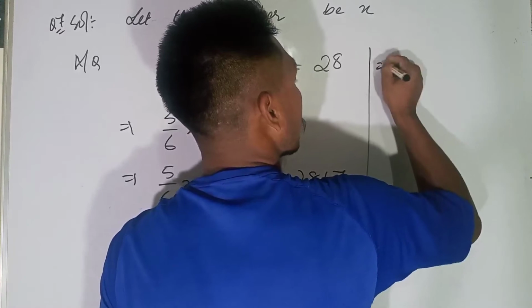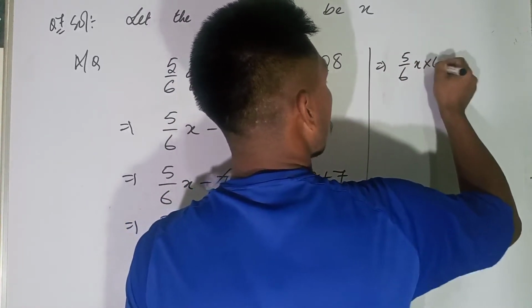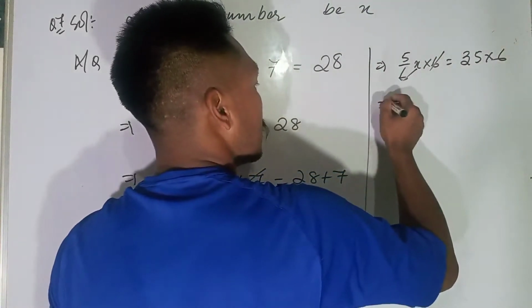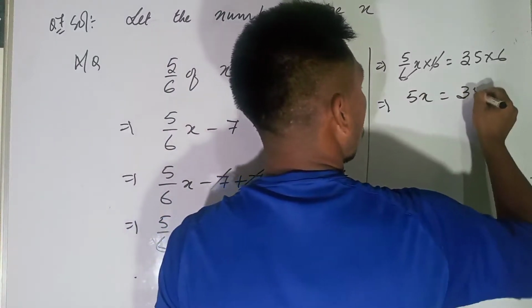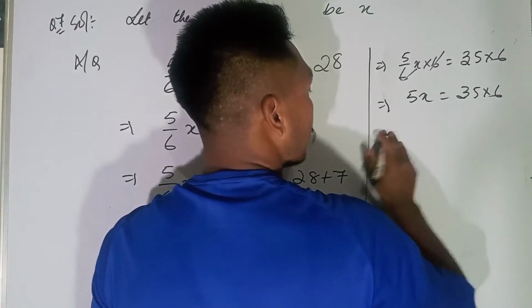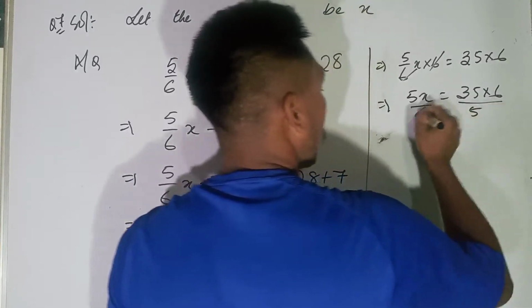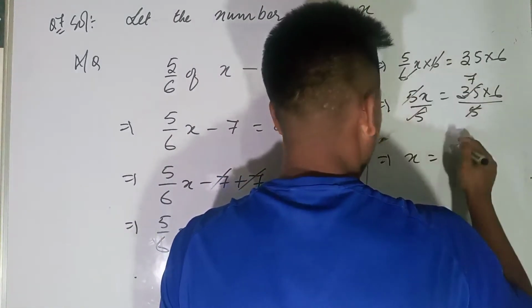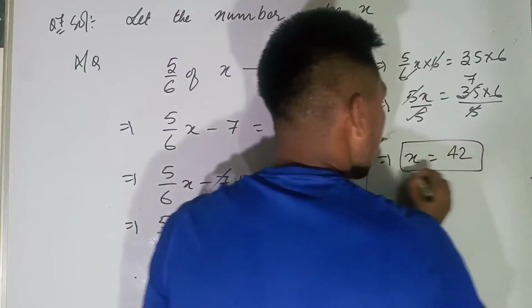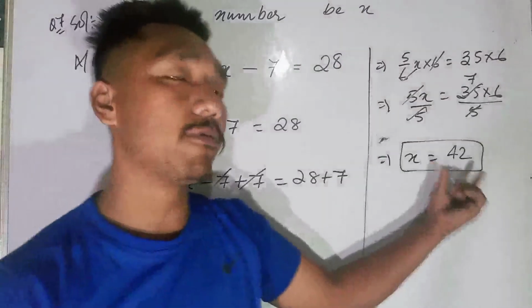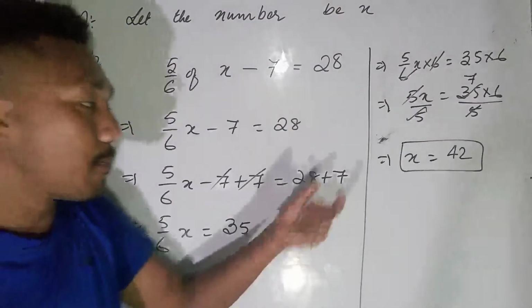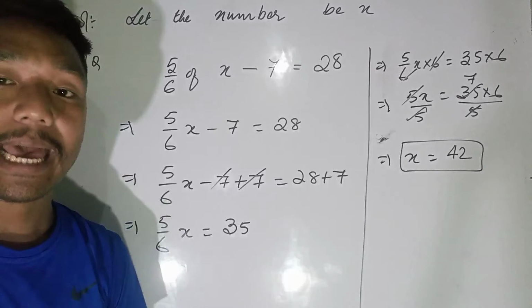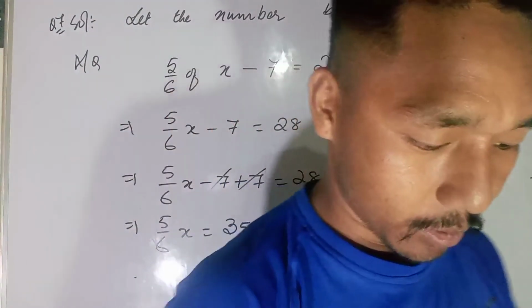Which implies that 5 by 6x into 6 is equal to 35 into 6. 6 and 6 cancel. Then you get 5x is equal to 35 into 6. Now if I want to remove 5, I have to divide both sides by 5. 5 and 5 cancel. 5 sevens are 35, 7 sixes are 42. What number did she think? The number she thought is 42. And 5 by 6 of that 42 minus 7, you get 28. So this is your answer.